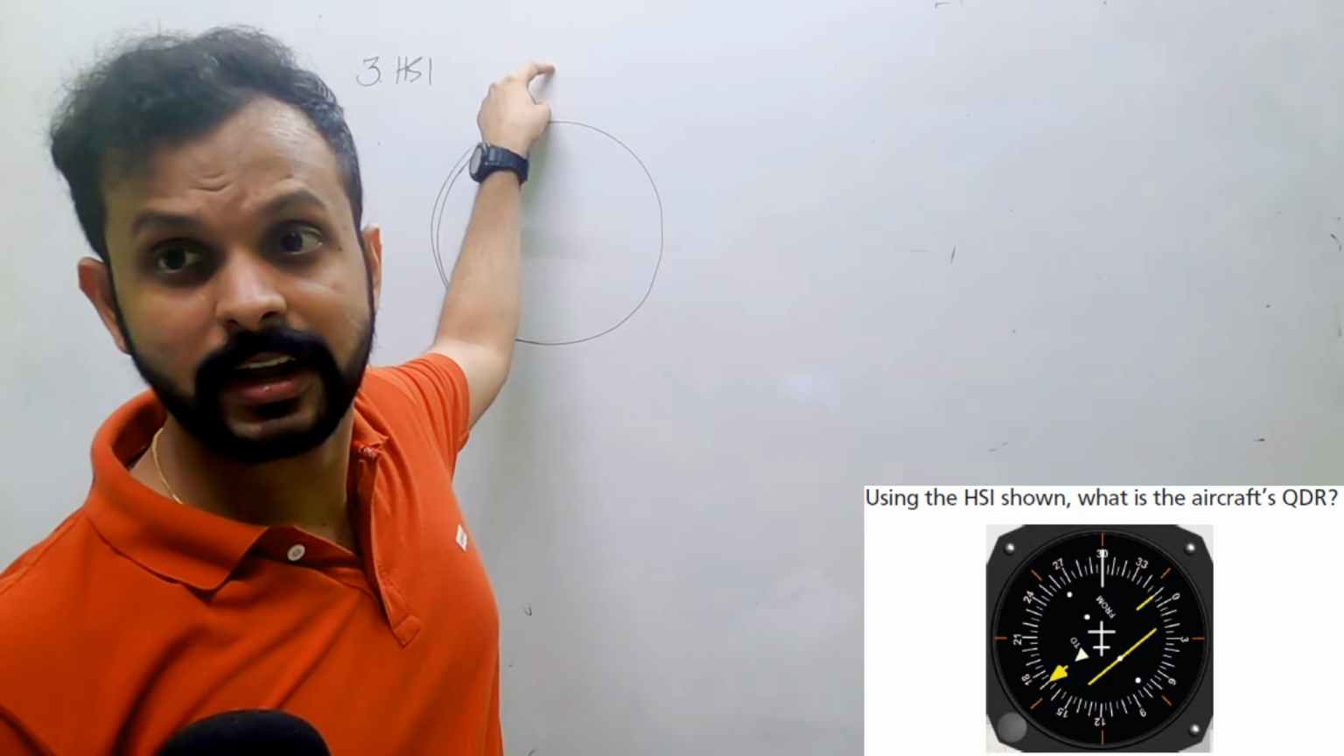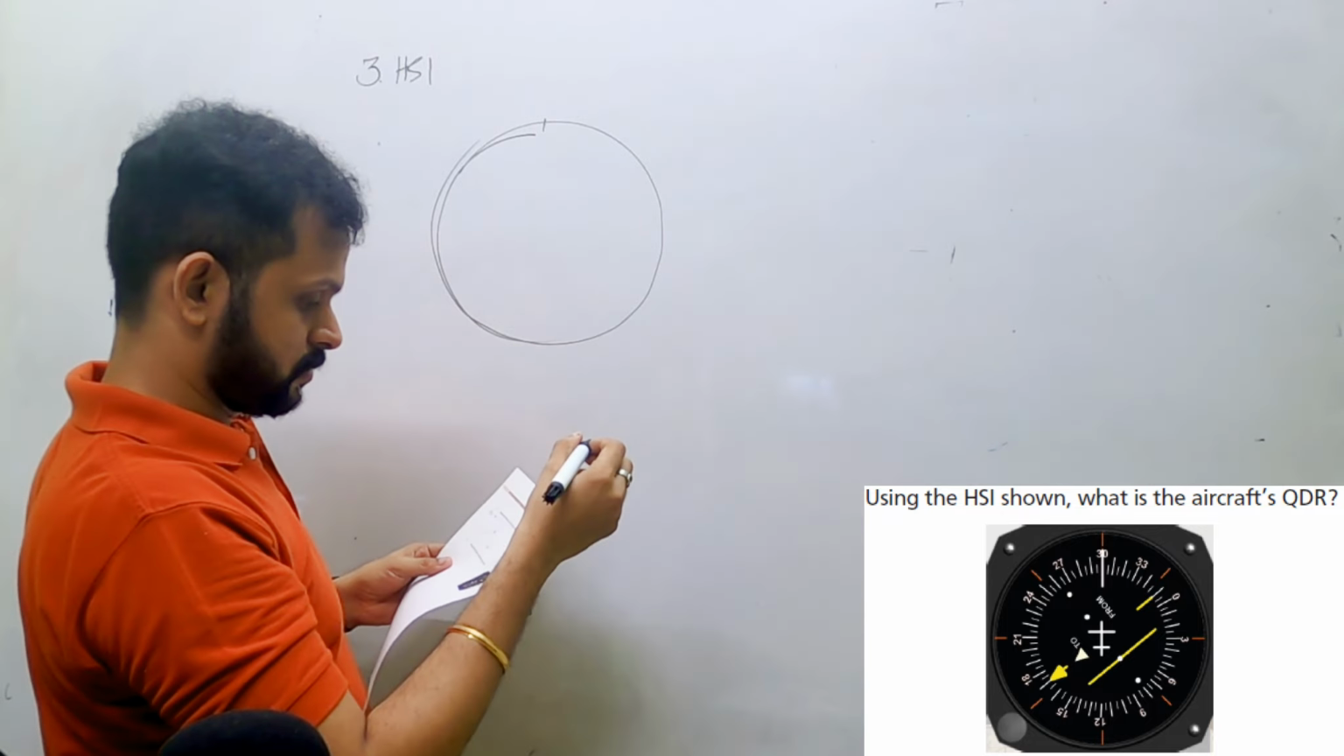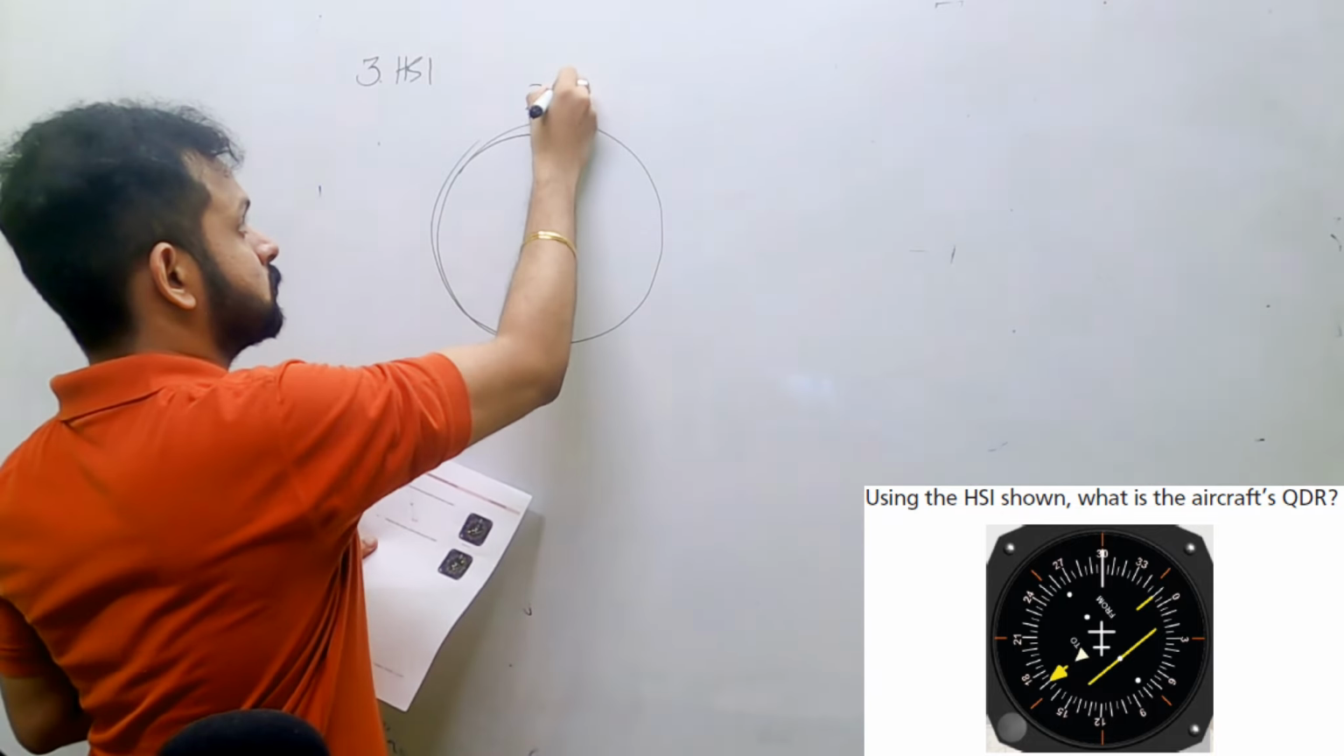What is the heading? The head of the HSI is the heading. How much is that? 300. Oh no, sorry, the head is here. It's 300. It says 30 there, 300, right? Yes, the aircraft is at the center.